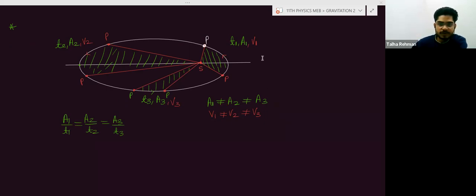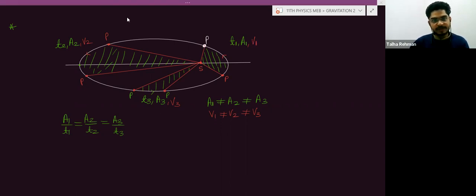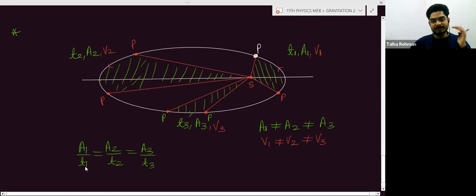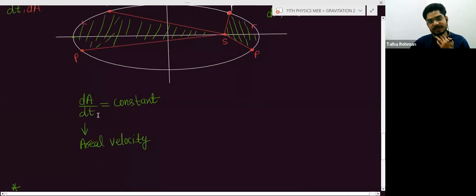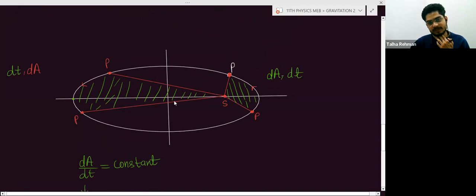So basically this V1 and V2 and V3 is representing the speed of a planet at a particular point. So during this motion, the speed will change. So here this speed or velocity is representing the speed of a planet at any particular point. So aerial velocity is constant. Aerial velocity means area swept divided by time is constant. So aerial velocity is dA by dt, area swept in a particular time.